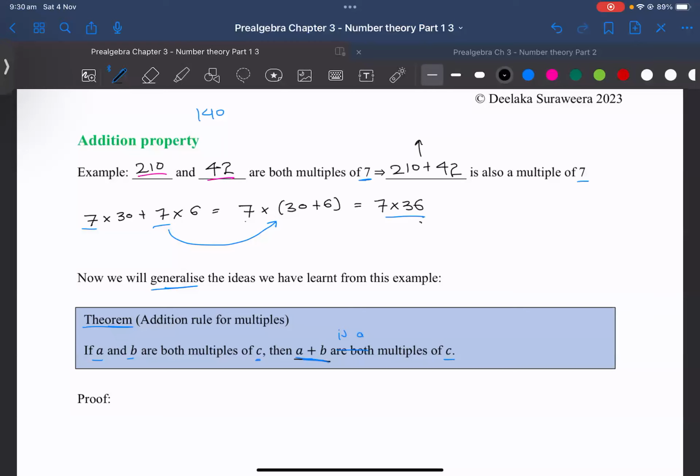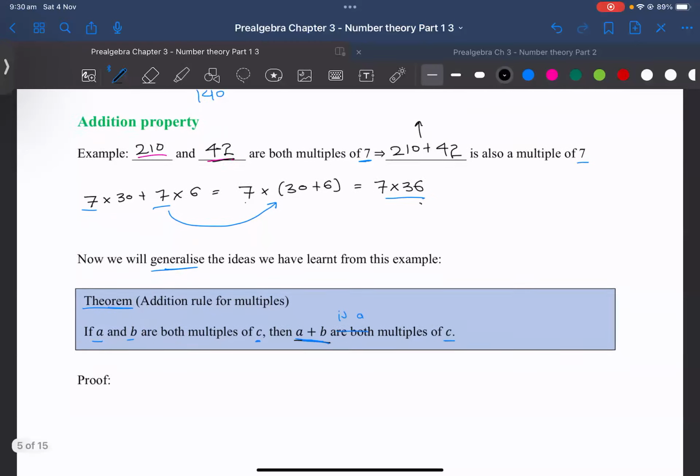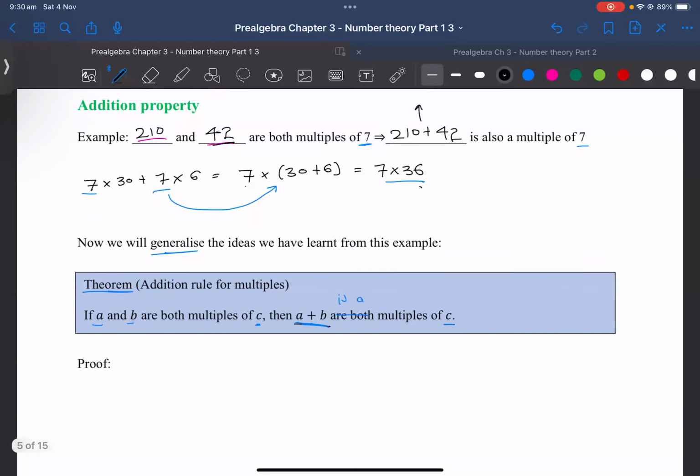We saw that it works with multiples of 7. We're going to see that it works with multiples of any number. So if A and B are both multiples of C, if you add up A and B, it's still a multiple of C. Right? How do you think we can prove this? Because I've claimed this, I've generalized this, but I haven't said why.